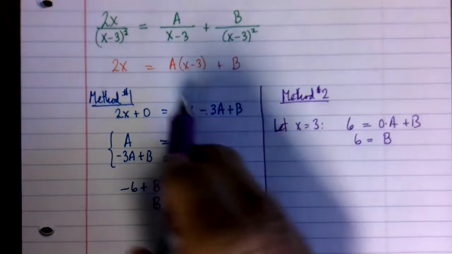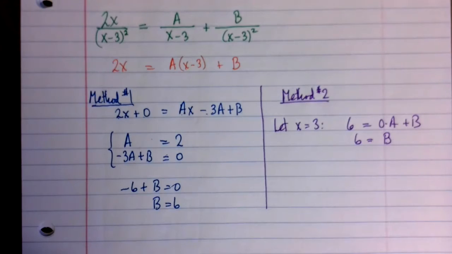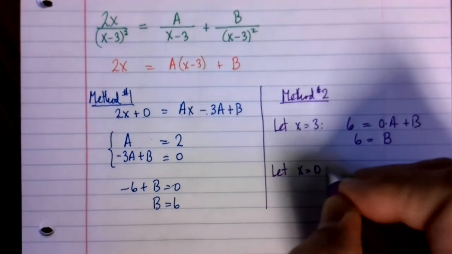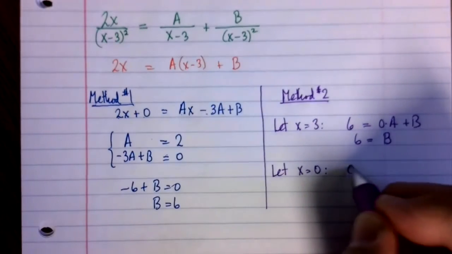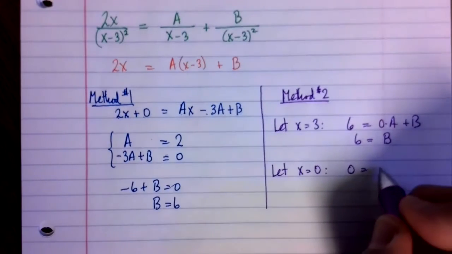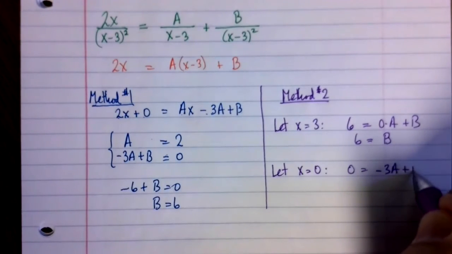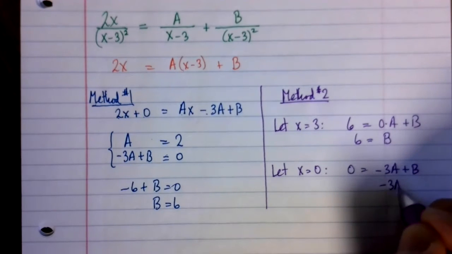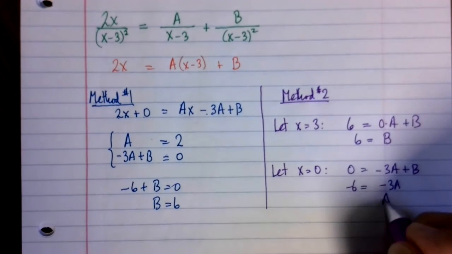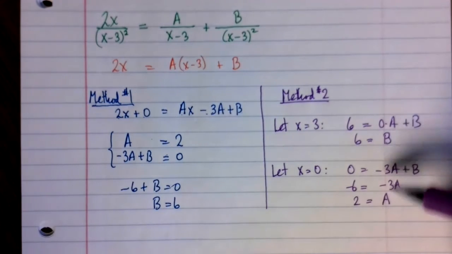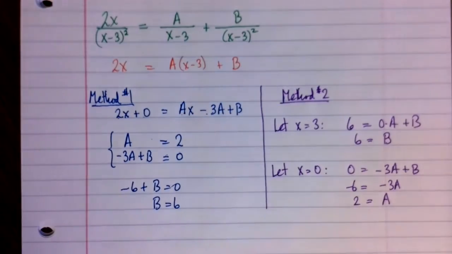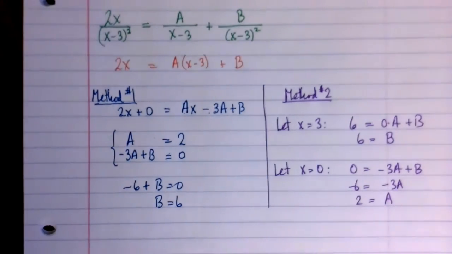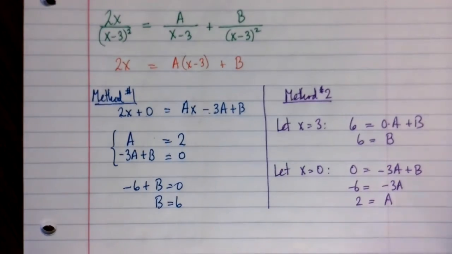Now there's nothing else obvious to plug in, but I could plug in literally anything else. So let's plug in something simple like 0. On the left side, I would have 0. On the right side, I would have negative 3a plus b. And so this would produce negative 3a is equal to negative 6, so that a is equal to 2. I get the same answers both ways. In this particular example, it's a toss-up as to which one's easier. But in any event, I get my a and my b.